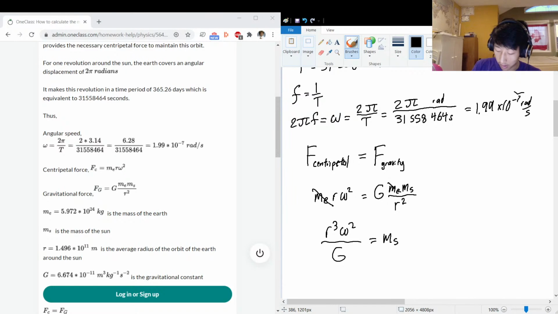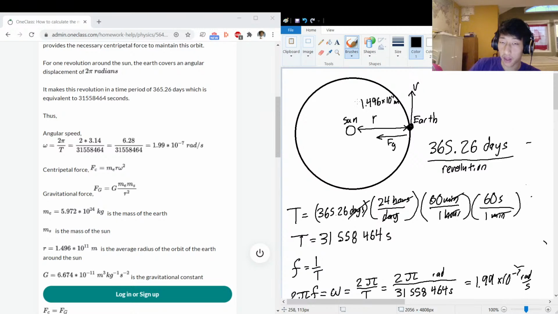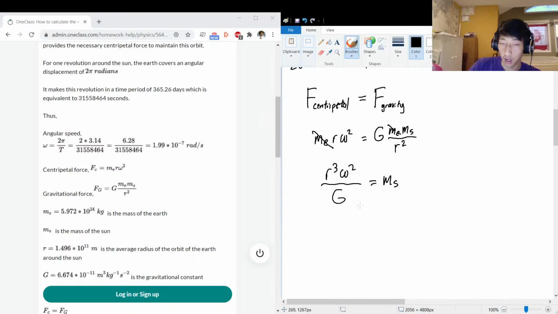Now, we calculated our omega value to be 1.99 times 10 to the negative 7 radians per second, and we know that our r value is 1.496 times 10 to the 11 meters. G is a constant that is frequently used. So let's write all of these values out. So r is equal to 1.496 times 10 to the 11 meters.